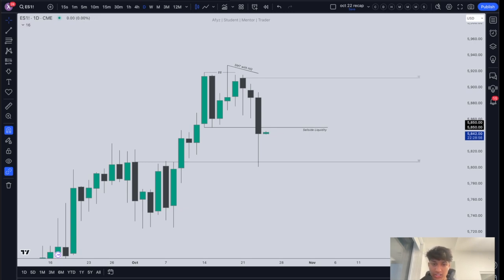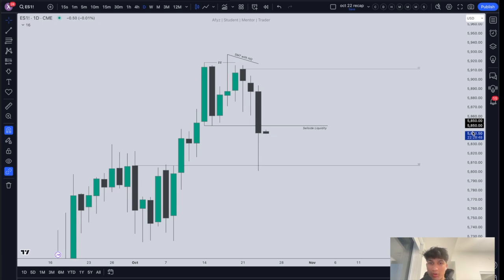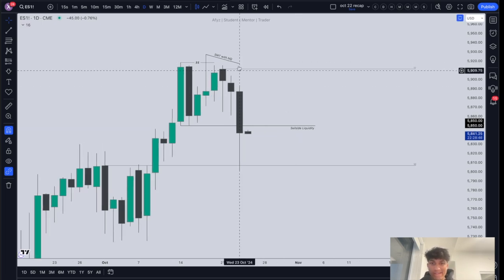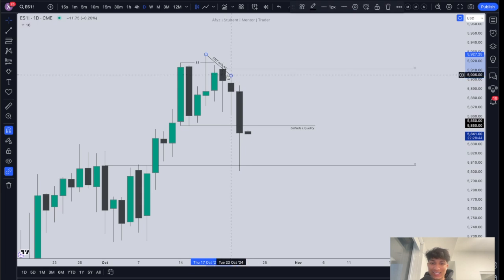So today, we actually ended up getting that sell-side liquidity on ES, that same level I was aiming for yesterday in our trade. So I'm going to break that down for you and show you how I executed and what my thesis was. So as you can see, we formed this SMT with the NASDAQ yesterday, like we talked about, running above last week's Thursday high.